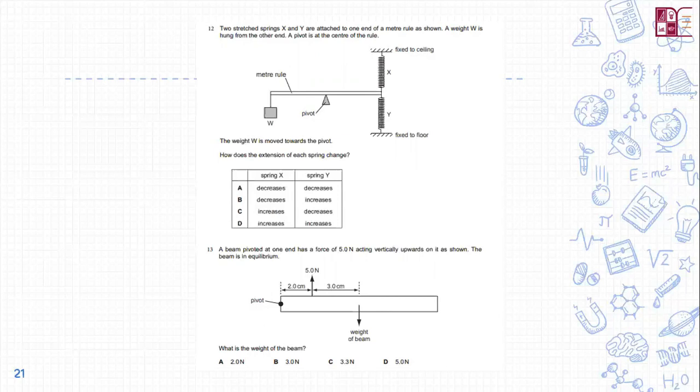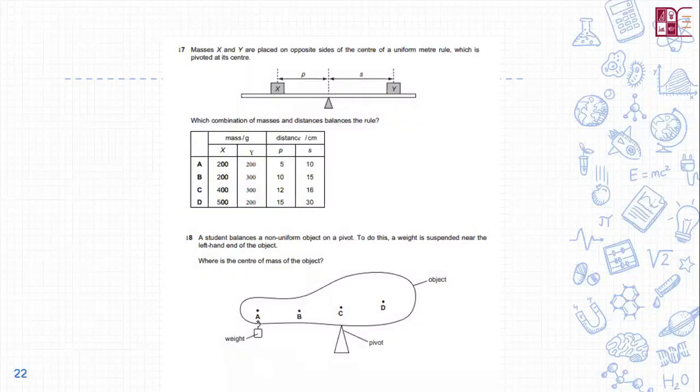A beam pivoted at one end has a force of 5 newtons acting vertically upwards on it as shown. The beam is in equilibrium. We're going to do the same thing here again. Clockwise equals anti-clockwise. 5 into 2 equals weight into 5. And then you can go on to find the weight.